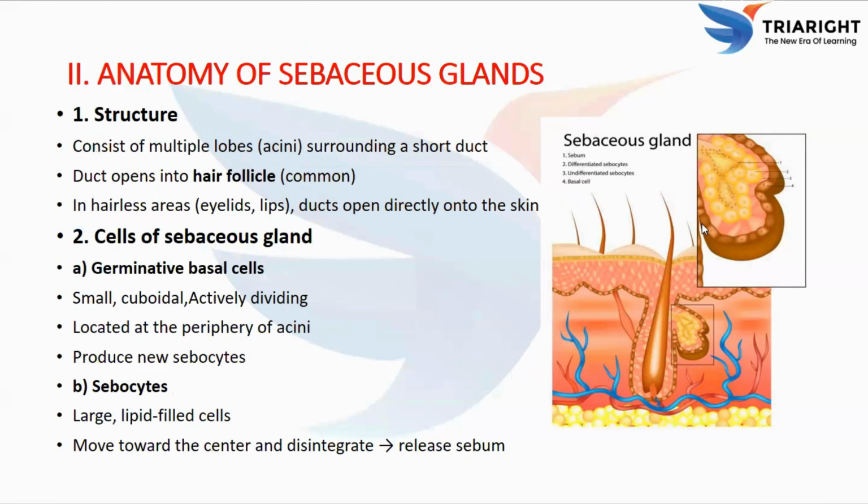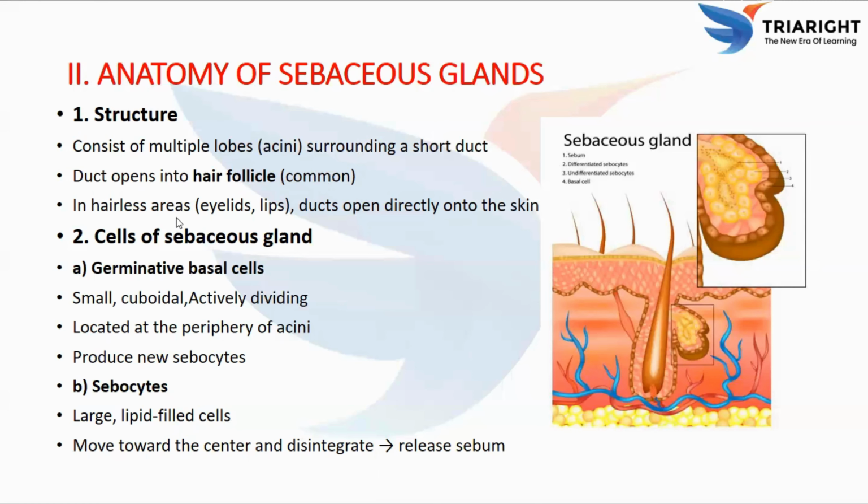So coming to the anatomy of the sebaceous glands. These are microscopic oil producing glands which are embedded in the dermis. So what is the key structural feature? They consist of multiple lobes, which are also called acini. What do you mean by acini? They are grape-like clusters of secretory sacs. You can clearly see in the picture, it looks like grape-like clusters, right? Each lobe produces sebum.